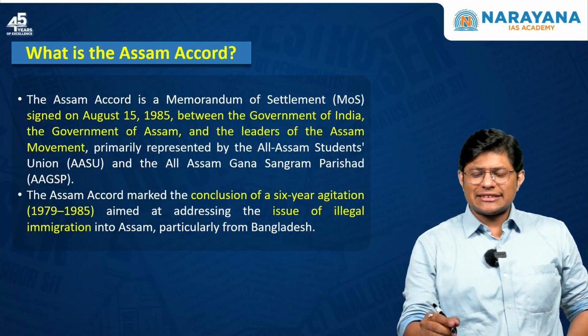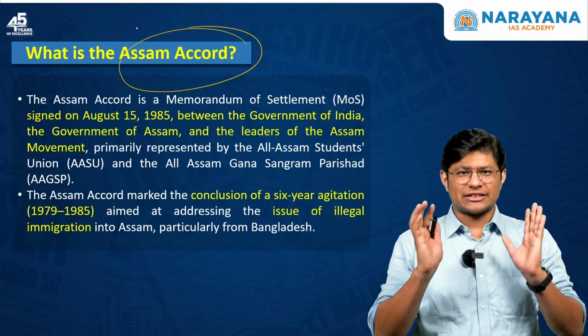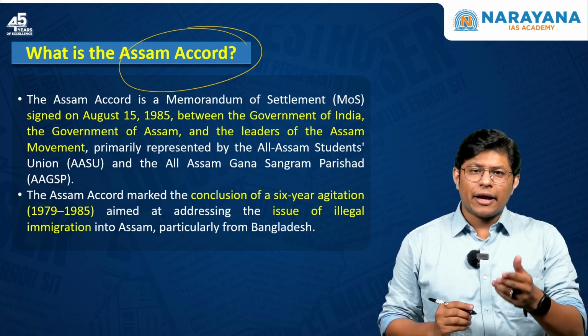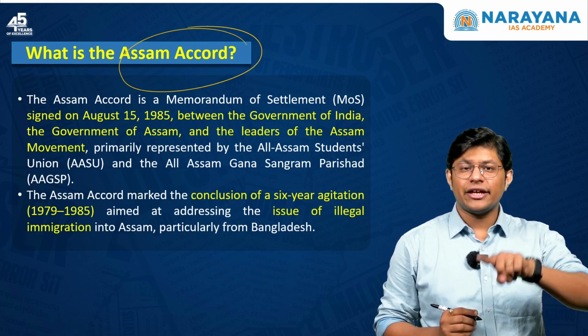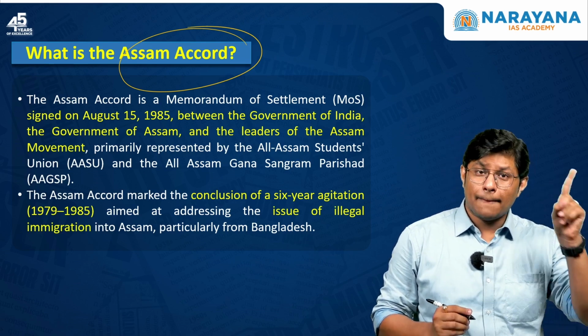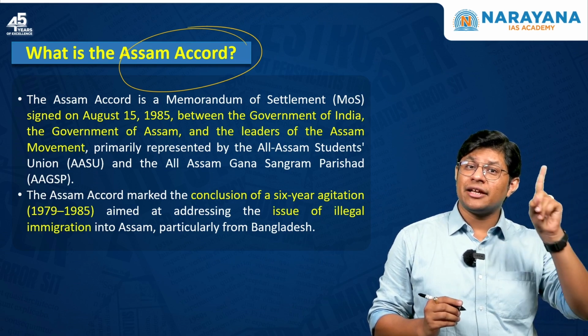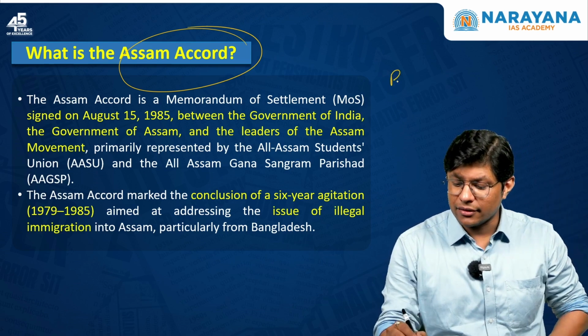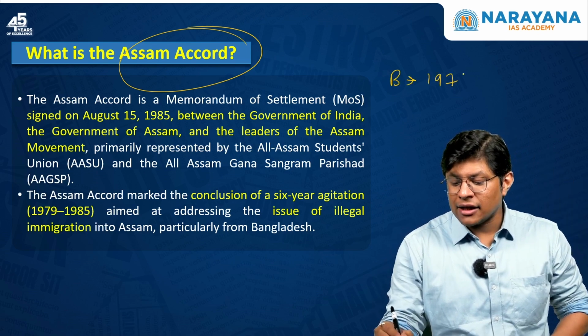Now, what is this Assam Accord? I'll tell you the history of Assam Accord. Assam Accord is a result of the independence of Bangladesh. Bangladesh secured independence in the year 1971, right? Why did Bangladesh secure independence?